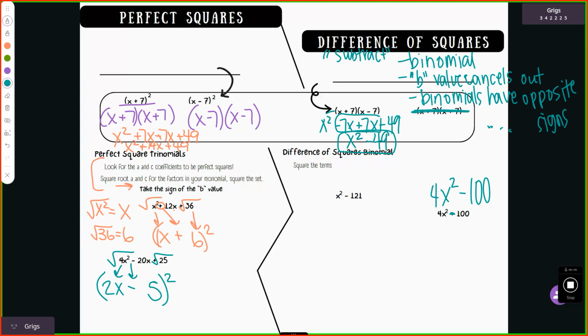It does. It is very easy. It's just a shortcut. So if I were to factor these out, what I'm going to do is just take the square root of each term. So I'm going to say the square root of x squared is what? X. The square root of 121 is? 11. Okay, so x minus 11, but difference of squares, the binomials have what? Opposite. So I'd say x minus 11 and x plus 11.